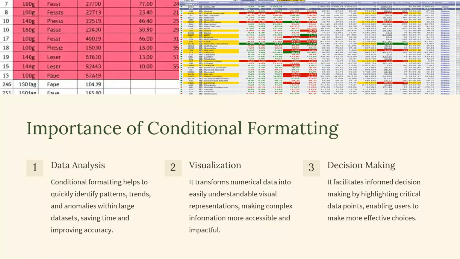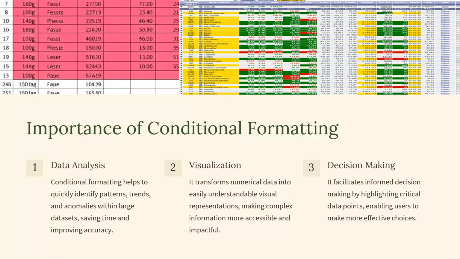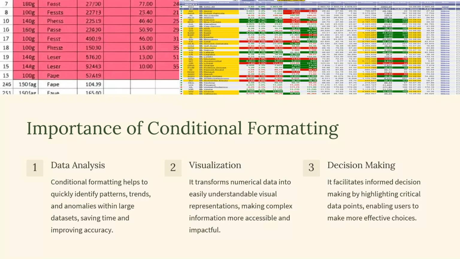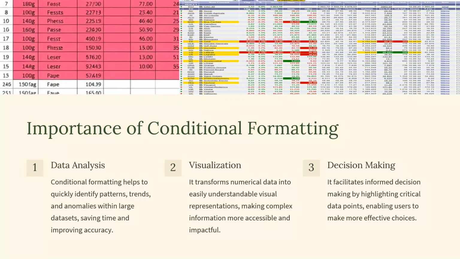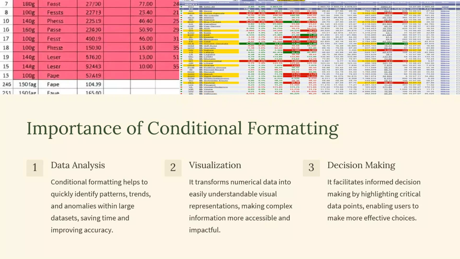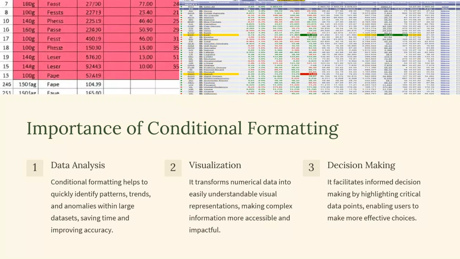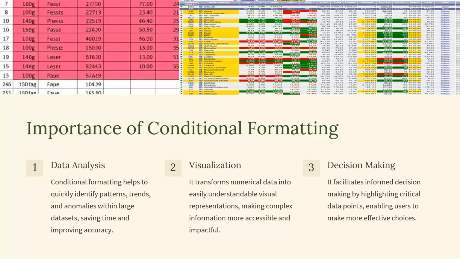That is the benefit of conditional formatting, and its importance generally for data analysis. Conditional formatting helps to quickly identify patterns, trends, and anomalies within a large data set, saving time and improving accuracy. So when you have a large volume of data, you can easily identify things just by seeing how the color changes, and say, okay, this one represents this and this one represents that.